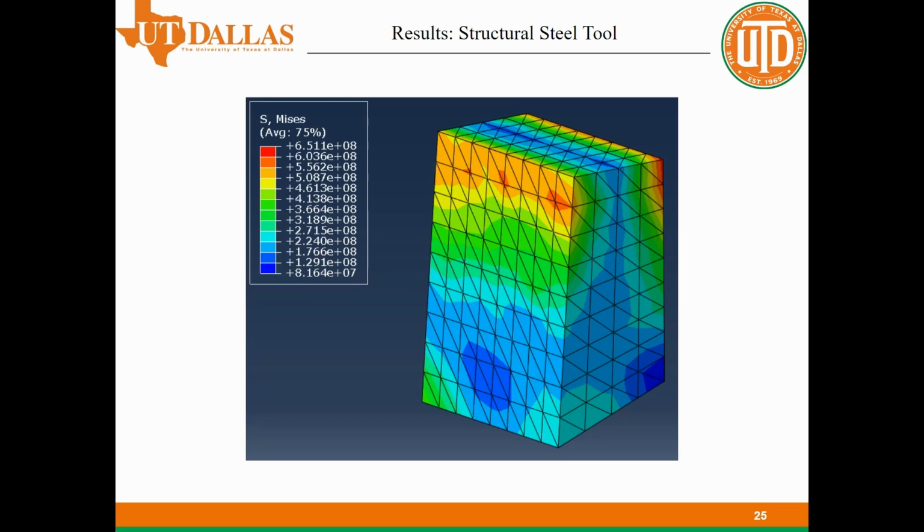For steel, these stresses range from around 150 to 350 megapascals. Seeing as the yield strength of mild steel is only 250 megapascals, this tool would surely plastically deform and not be viable for this machining operation.